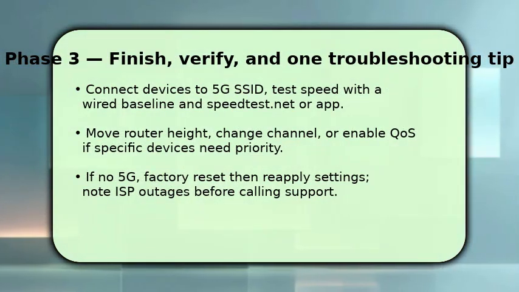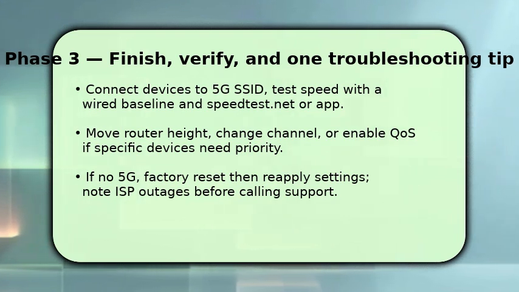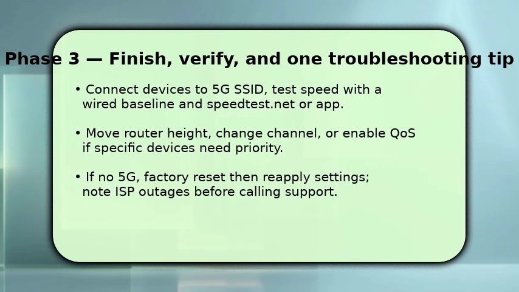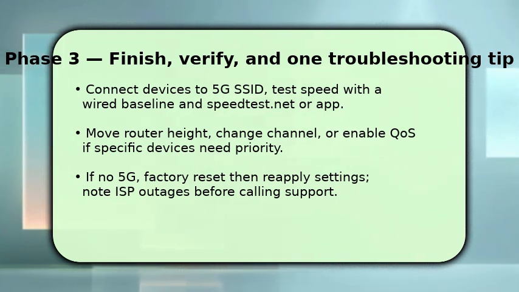Finish by connecting your phone, laptop, and smart devices to the new 5G SSID and verify speed against the wired baseline. This tells you if wireless is the limiter. If range is poor, raise the router, avoid obstructions, or switch channels. Enable CoS to prioritize streaming or gaming devices.